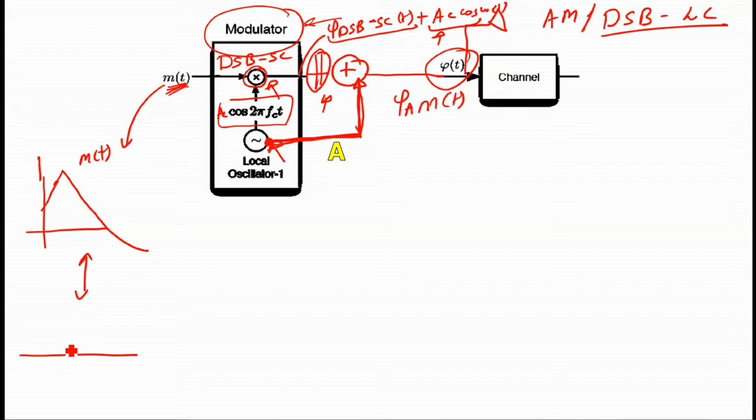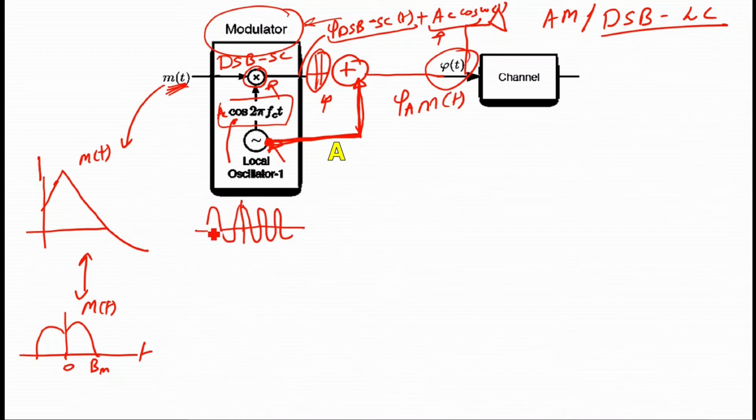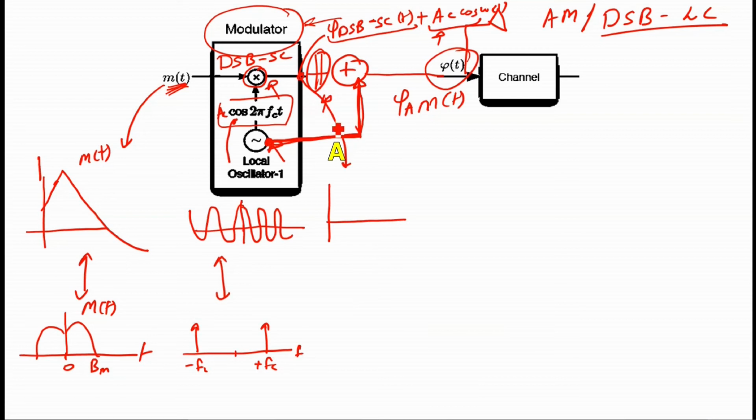Its Fourier transform, since it's a low frequency signal, let us just say it has a Fourier transform which is M of f, which is over here, and it has a bandwidth of say Bm. Again, we have a local carrier, which is this signal, and this is simply a cos function oscillating at a high frequency, and its Fourier transform is simply two delta functions, one at plus fc, another one at minus fc.